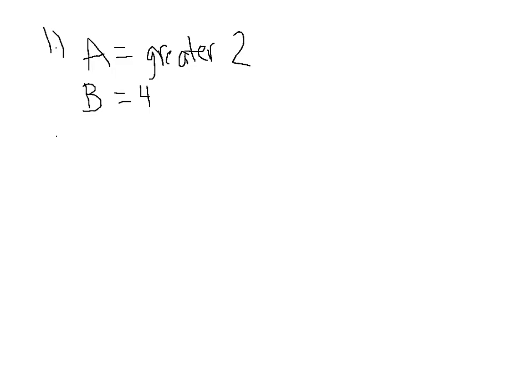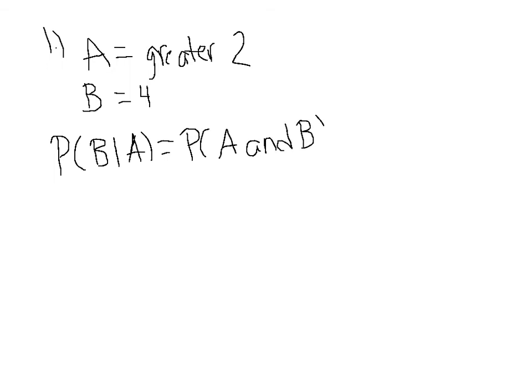So then let's talk about the formula that we have. Remember, it's the probability of B given A is equal to the probability of A and B over the probability of A. So what is the probability of A and B? Well, what's the probability of a 4 and it's greater than 2? Well, a 4 when it's greater than 2, what would that be? Think about that for a second.